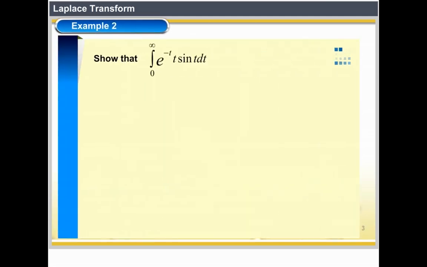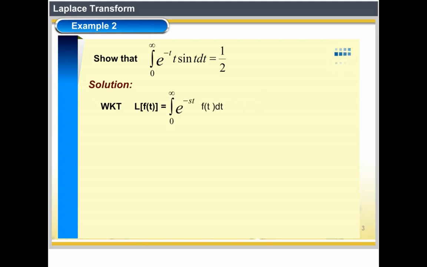Show that the integral from 0 to infinity of e^(-t) t sin t dt equals 1/2. Solution. We know that L{f(t)} = integral from 0 to infinity of e^(-st) f(t) dt. So the integral from 0 to infinity of e^(-t) t sin t dt equals L{t sin t} with s equal to 1.